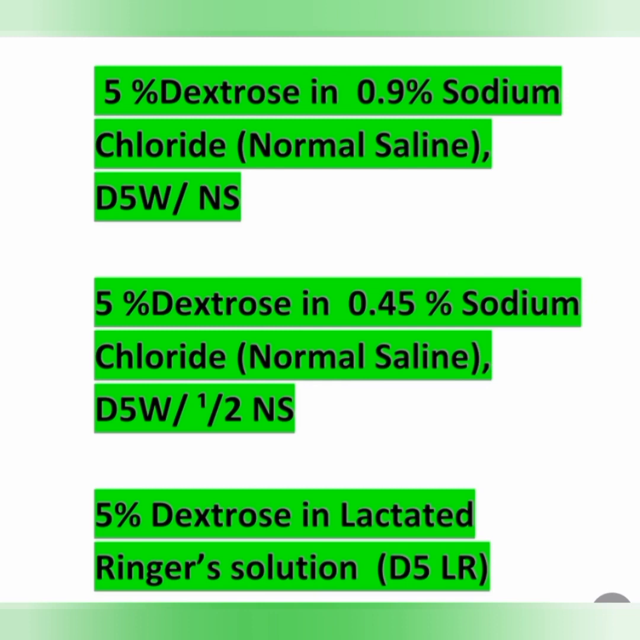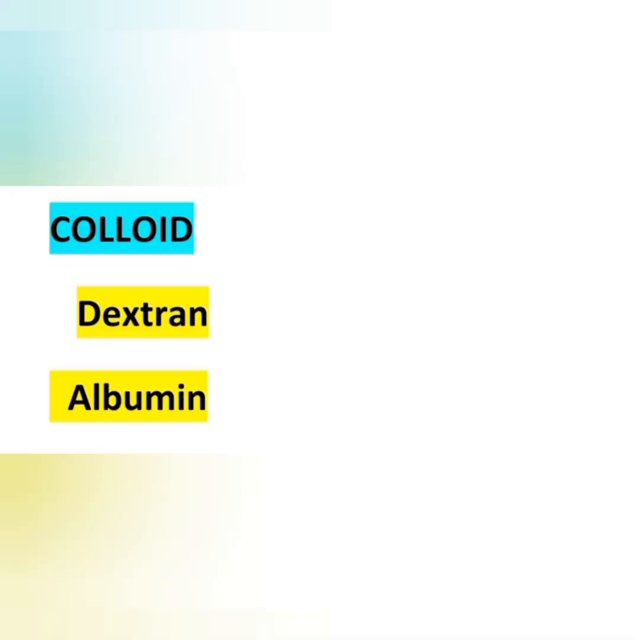Colloids include dextran and albumin. These are all colloids. So the types of intravenous solutions include isotonic, hypotonic, hypertonic and colloids. Examples are also there.